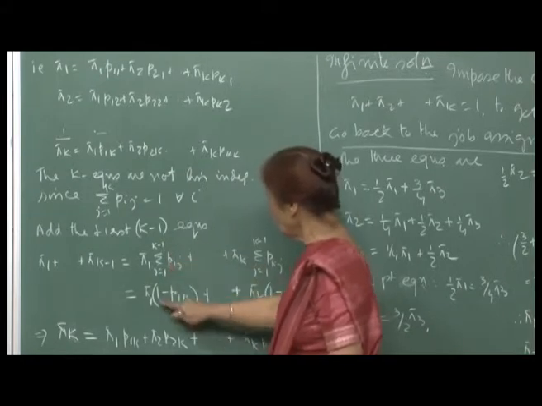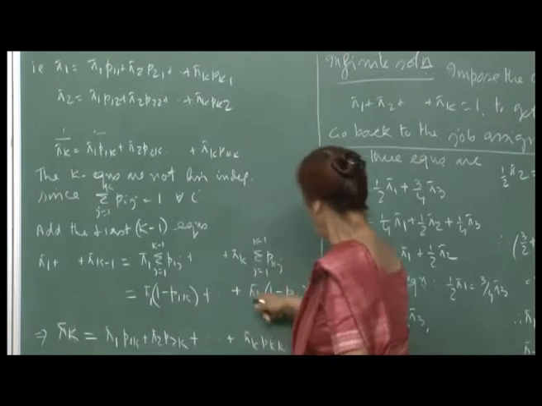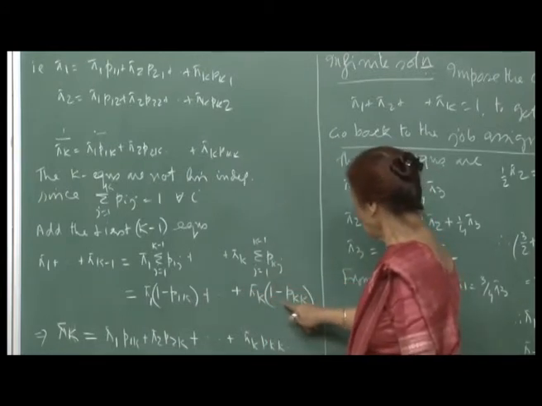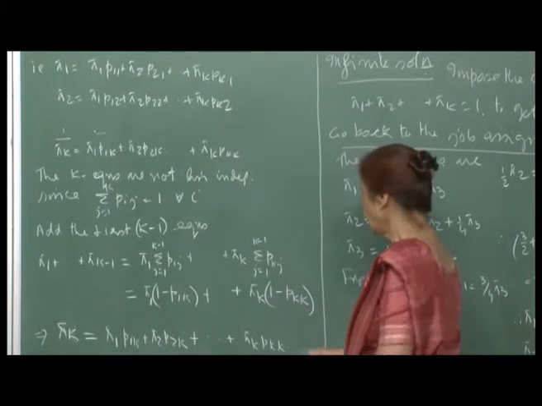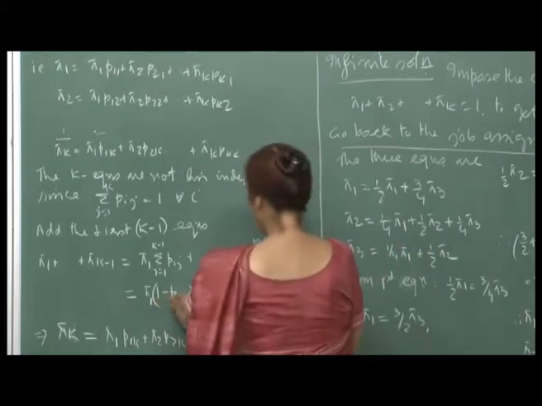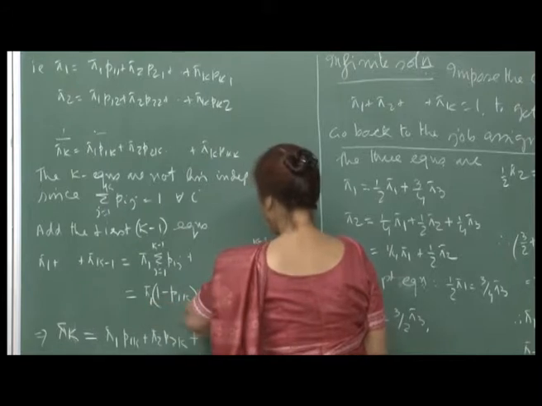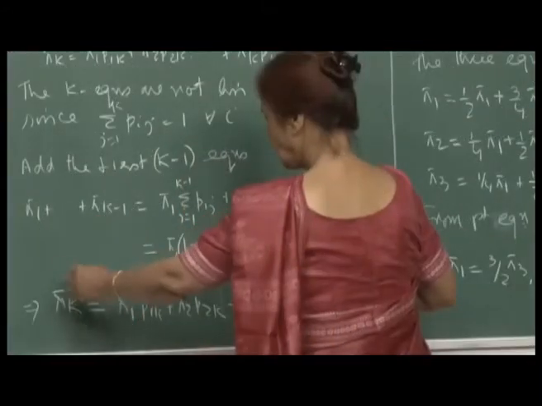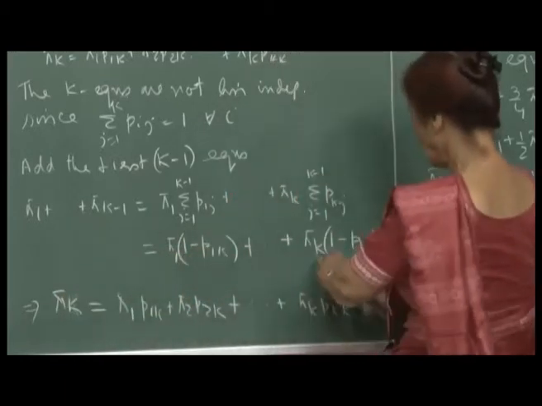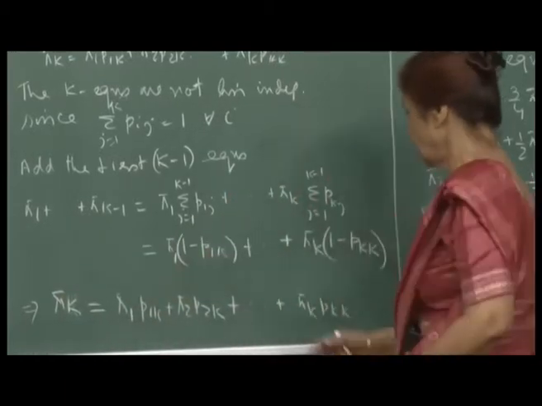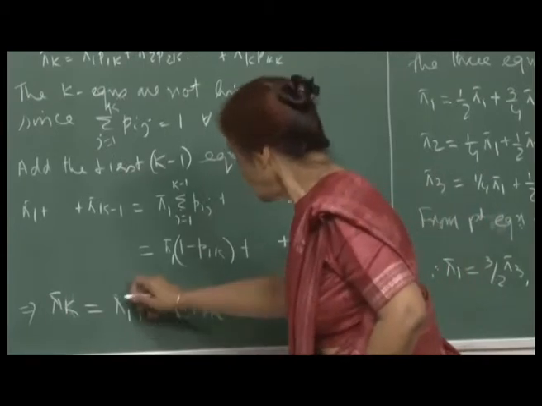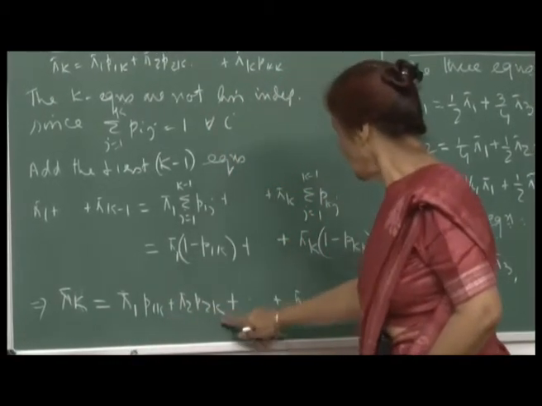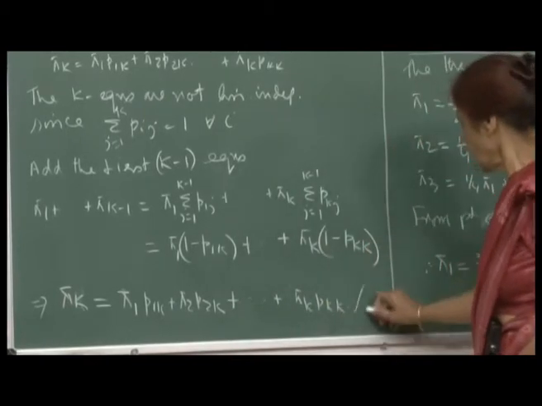So, therefore, this sum is equal to 1 minus p 1 k, and similarly, I substitute for all of these sums. So, this one will be 1 minus p k k, and now you see that when you open up the bracket, pi 1 plus pi 2 plus up to pi k minus 1 cancels out, you are left with pi k, and the other things you transfer to this side, then you immediately get pi 1 p 1 k plus pi 2 p 2 k and so on up to pi k p k k. So, this is your kth equation.